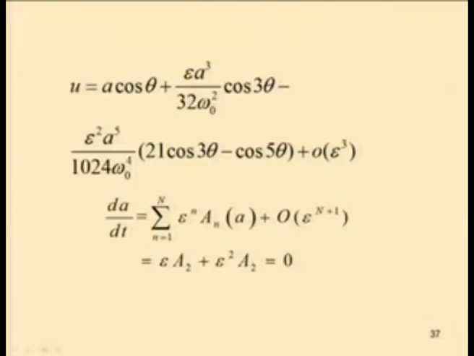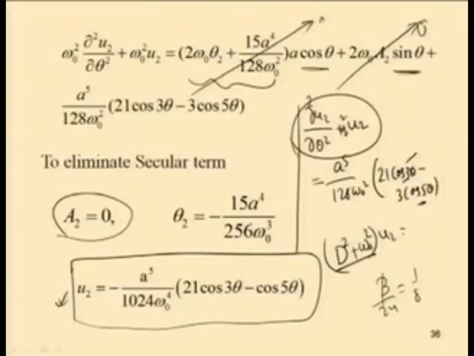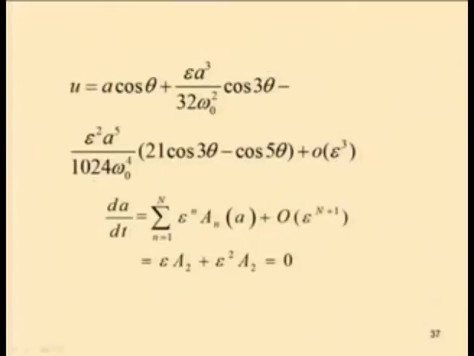So, for u 1 we are substituting a cube by 32 omega 0 square cos 3 theta, and for u 2 we have substituted this equation. So, it becomes epsilon square a to the power 5 by 1024 omega 0 fourth into 21 cos 3 theta minus cos 5 theta. So, we have neglected the order of epsilon cube.